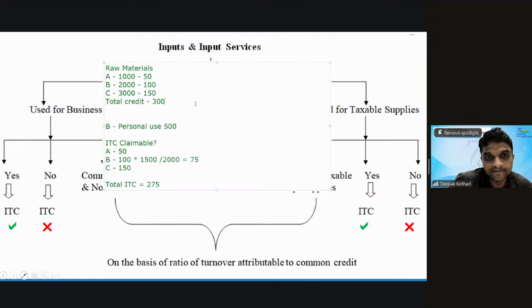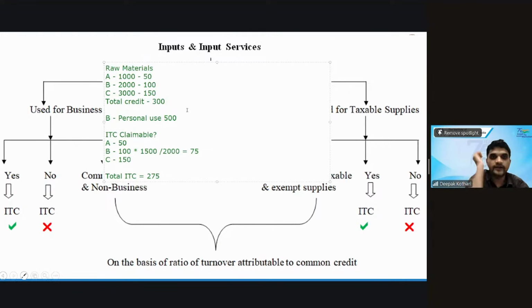Good afternoon, sir. Sir, we are saying that ITC for personal use is not available. Correct. So first, my point is that how we are using here. Second, 1500 and 2000 I am not able to consume till now. Okay. So how personal use, they will give it in the question itself, saying that B, you have procured worth 2000 rupees. And they will mention that out of 2000 rupees, what you have procured, you have used 500 worth of goods for your personal use.